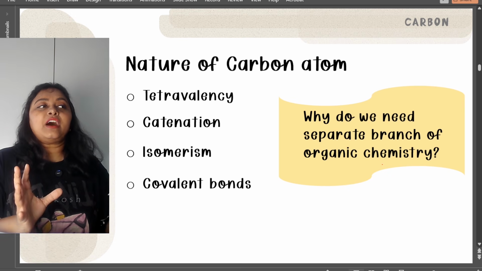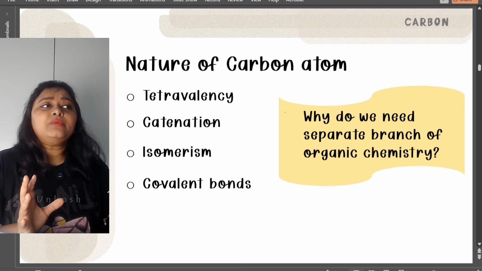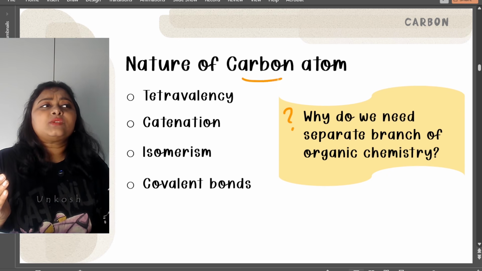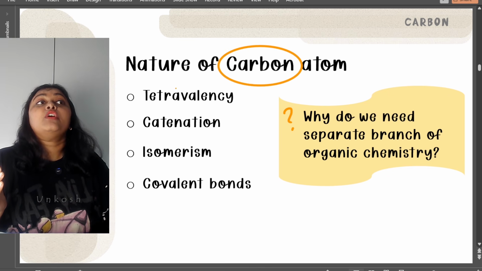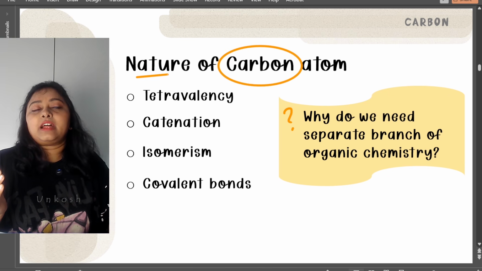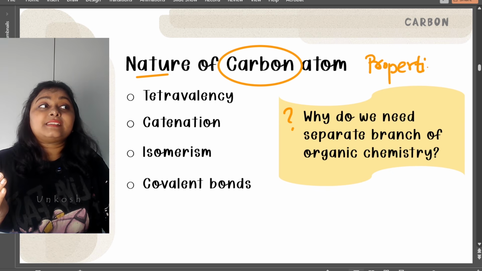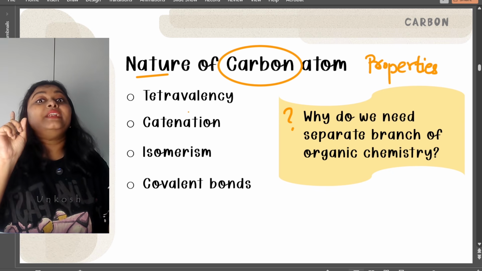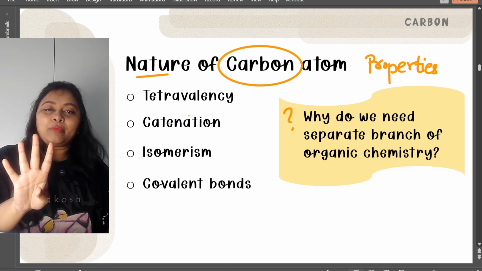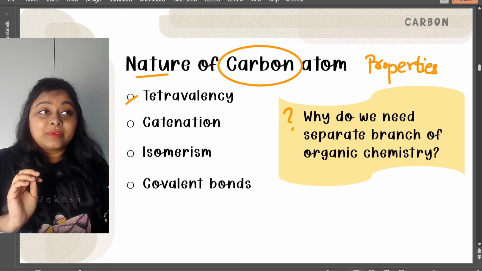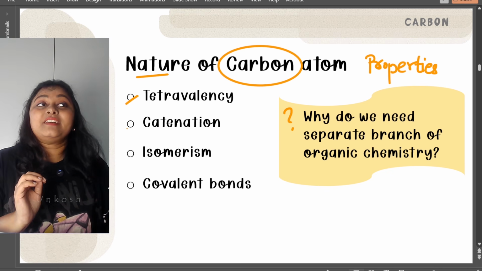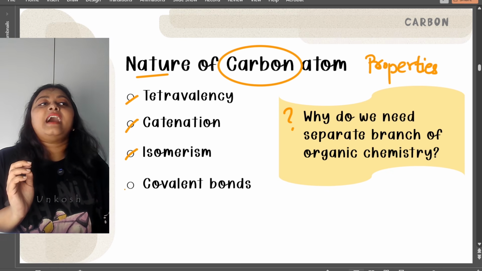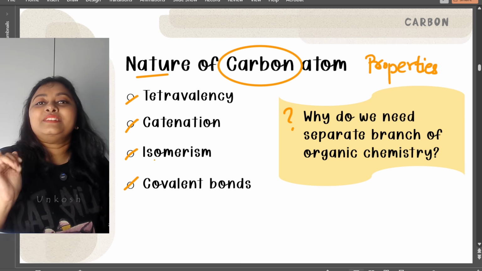So whenever you have to answer this question, why do we need a separate branch of organic chemistry? What is so special about the carbon atom? What is the nature of the carbon atom? What are the properties of the carbon atom? All these questions lead to only one answer, which is a 4-pointer answer. Because carbon is showcasing tetravalency, because carbon is showcasing catenation, isomerism, and it forms covalent bonds.